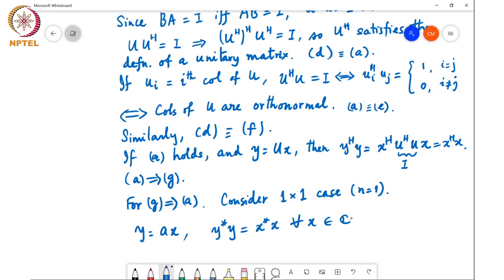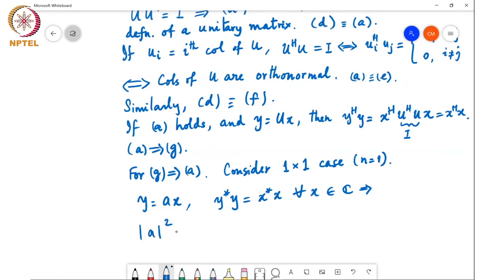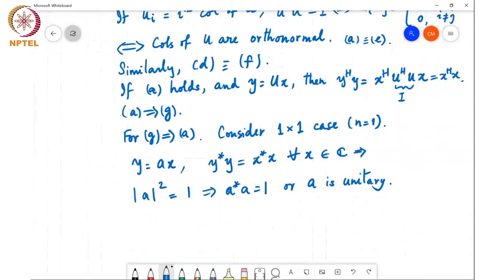So if this is true, this implies that y Hermitian y is equal to mod A squared times x star x. If I take x star x to the other side, I get mod A squared equal to 1, which implies A conjugate A equals 1, which is the same as saying A is unitary. This is the definition of a unitary matrix. So the 1 cross 1 case is easy. Now let's consider the 2 cross 2 case, and then we'll generalize it to the n cross n case.